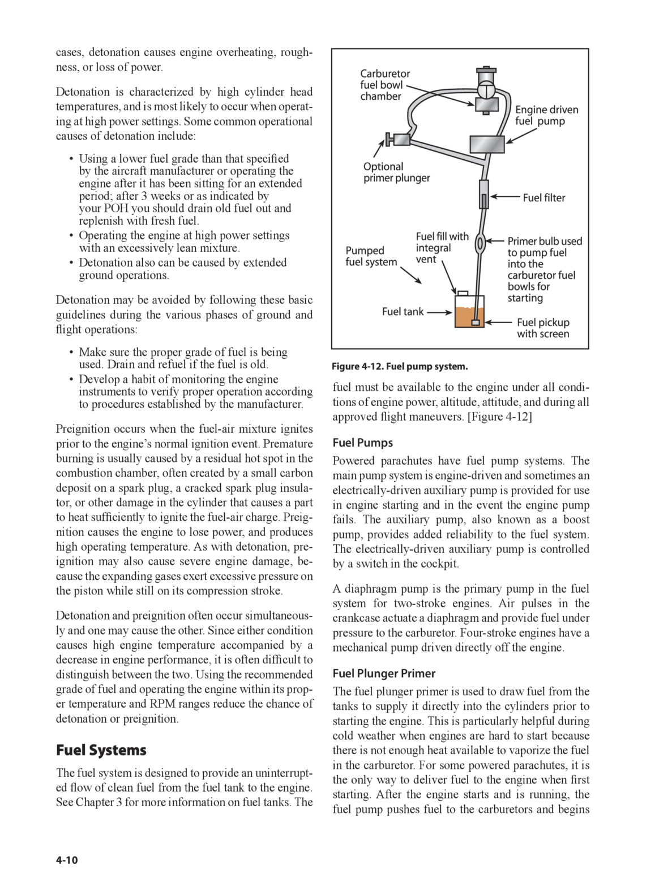Pre-ignition occurs when the fuel-air mixture ignites prior to the engine's normal ignition event. Premature burning is usually caused by a residual hot spot in the combustion chamber, often created by a small carbon deposit on a spark plug, a cracked spark plug insulator, or other damage in the cylinder that causes a part to heat sufficiently to ignite the fuel-air charge.